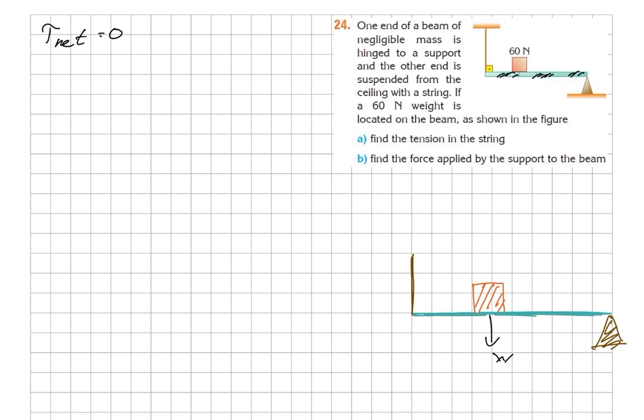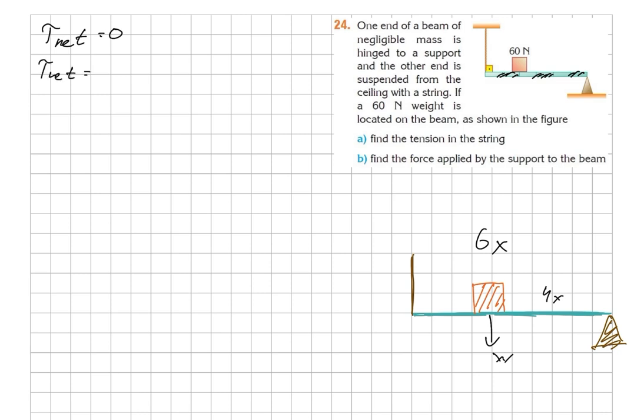So here, let's say this weight is at 4x distance from the pivot, and the tension is applied at a total of 6x distance from the pivot. And now let's make the equation.